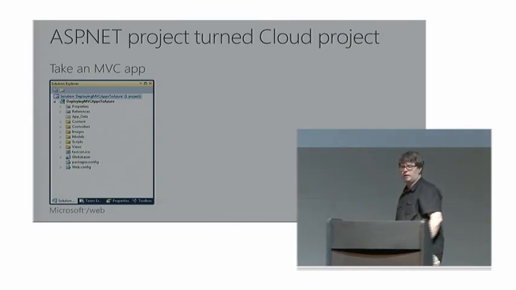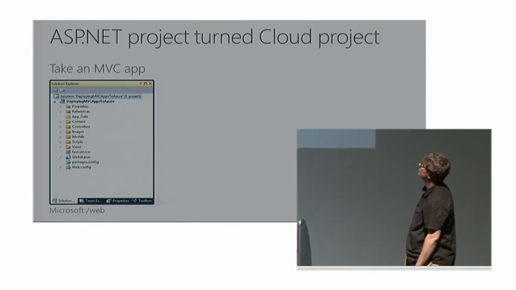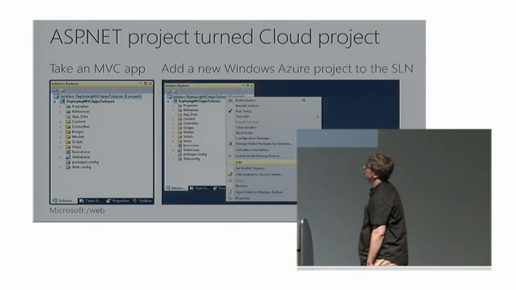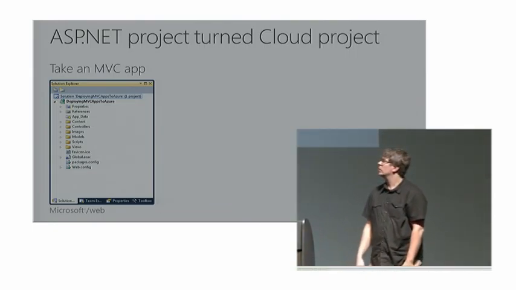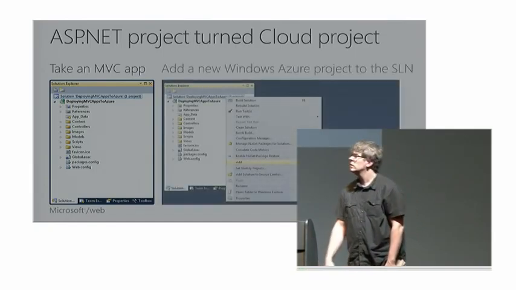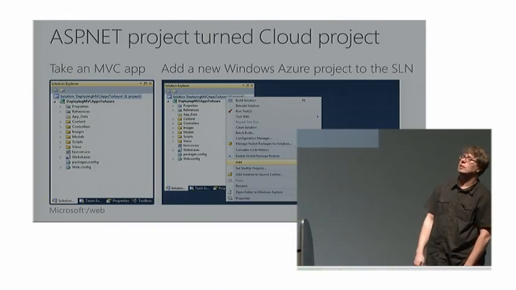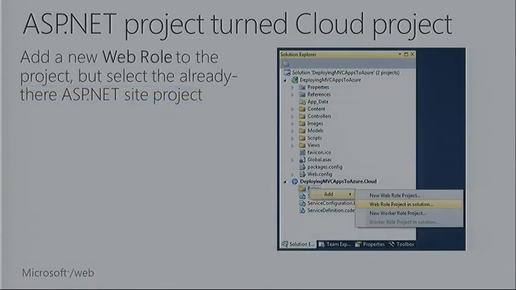Okay. Few steps that you have to go through, and I'll show you those steps. You'll add a new project to your solution. So I've got an MVC project over here. Just a normal old plain Jane MVC project. And I'm going to right-click my solution and say Add New Project. Can you guess what type of project we're going to add? We're going to add a cloud project.